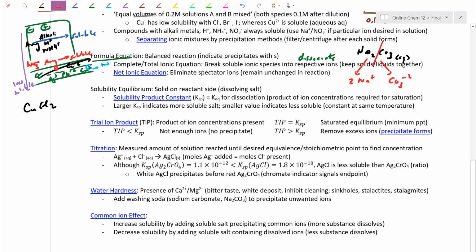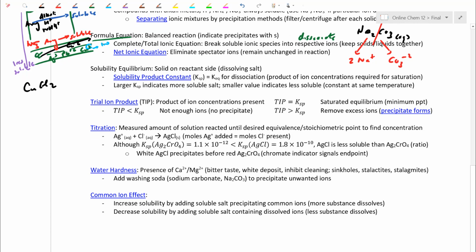Sometimes when you start writing the whole equation, you might end up with the same chemical written on both sides, and that's what's called the spectator ion, which you can cancel out in terms of a net ionic equation. For a properly worded question, your reactants should be in the aqueous state. We're putting them in aqueous, soluble, because then they can mix easier.